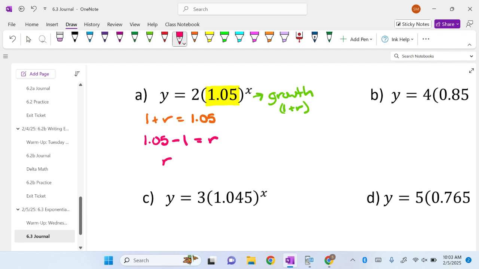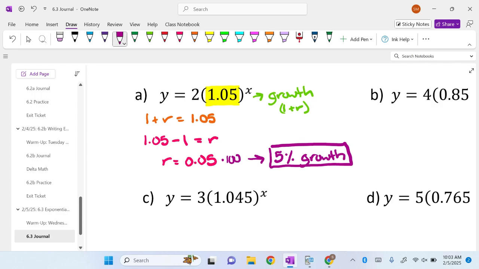So my r value would be equal to what if I subtract 1 from 1.05? 0.05. Now, they wanted this as a percent. How do I convert a decimal to a percent? You just multiply this by 100, and that will give you the percent. It'd be 5%. So this would be a 5% growth. Make sure you state whether it's a growth or decay. So it's a 5% growth.